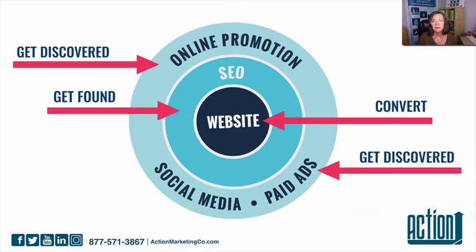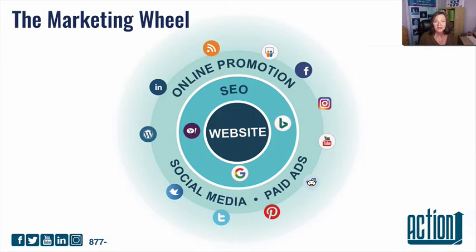So your website is there to convert, and the online promotion, distributing your content, is going to get you discovered when people are browsing through their social feeds. And then SEO is going to get you found when people are searching online. So that's my marketing wheel. I hope it makes sense and it helps you visualize how all of this works and why things need to be done in a certain way.